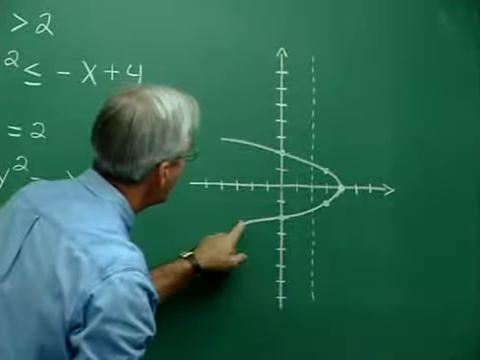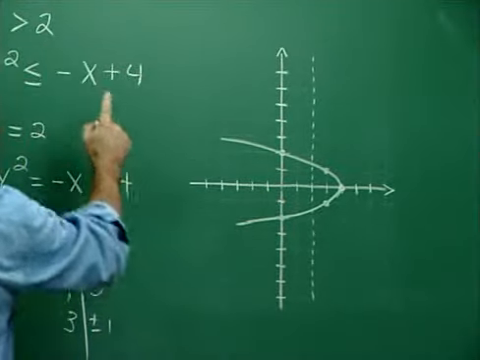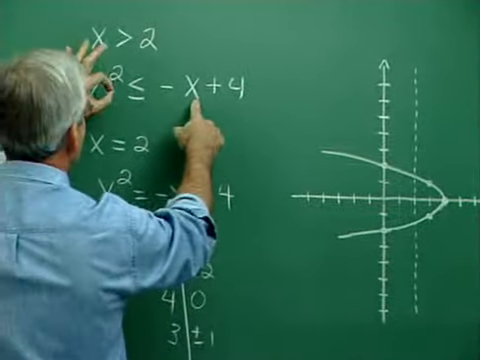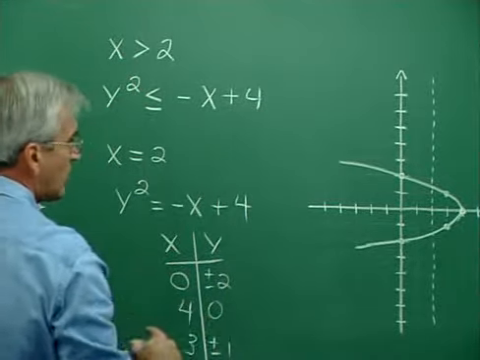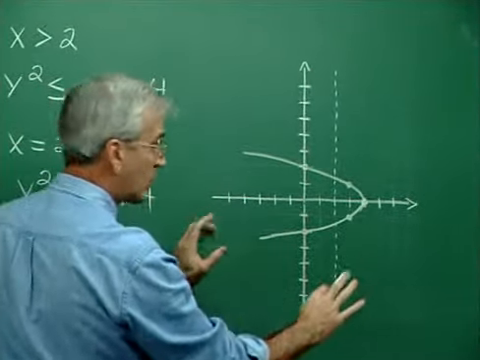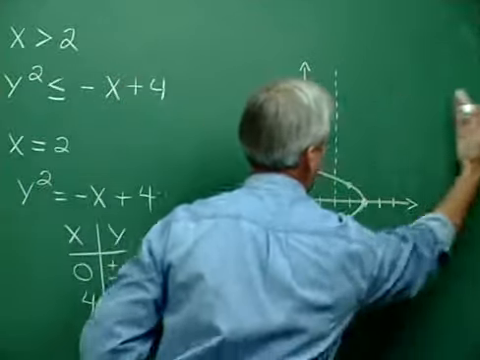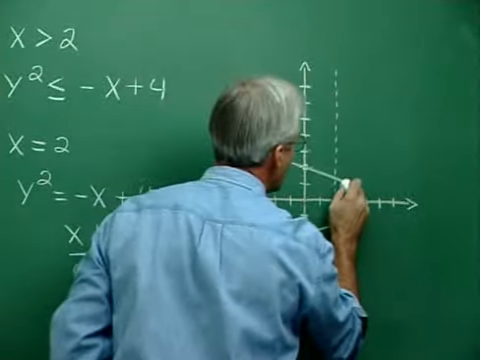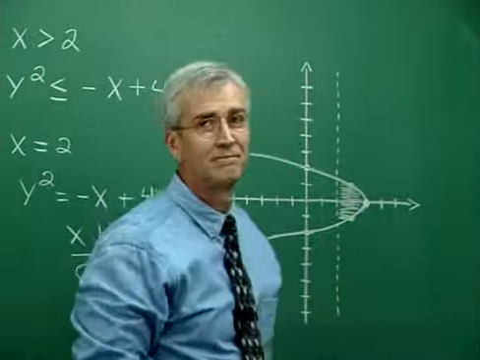Now, for the parabolic curve, we can use the origin as a test point. So replacing x and y with zeros here, we would get 0 is less than or equal to 4. That's true, so the origin is part of the solution region. The solution region is in here. And for the system, we want the overlap of this solution region with that solution region, and so the region of solution for the system is right in here.